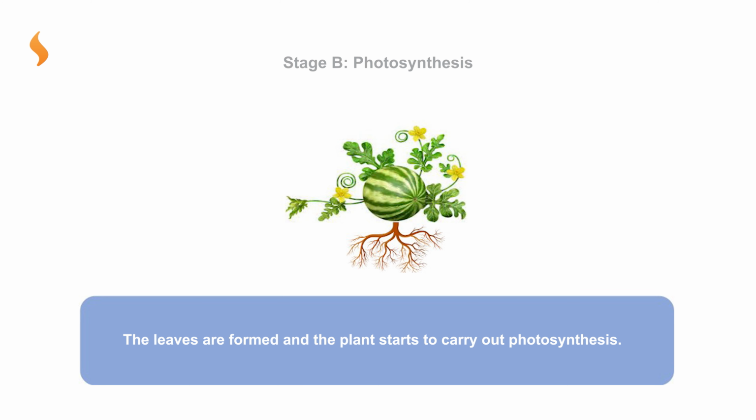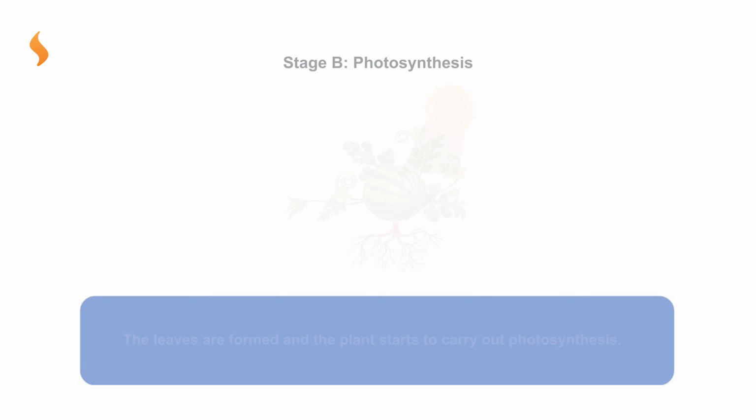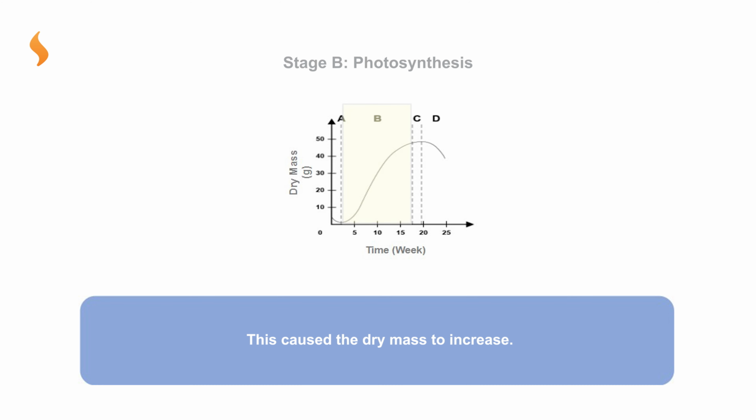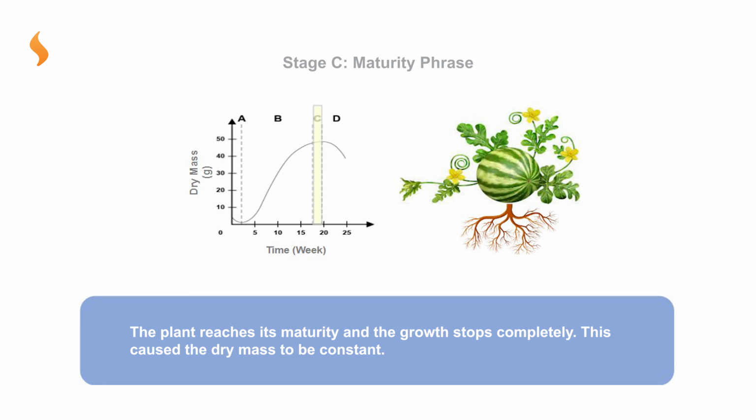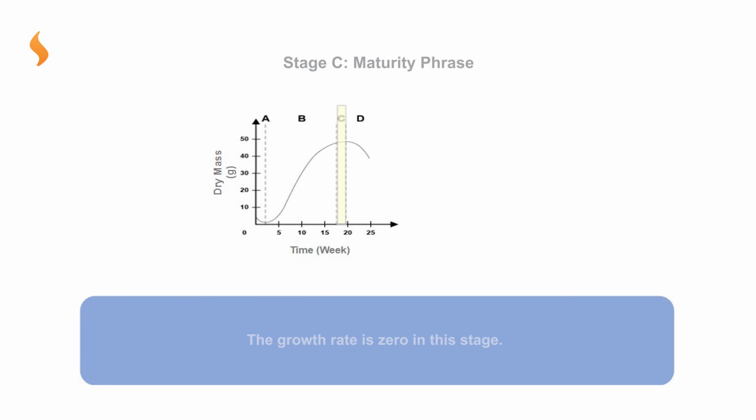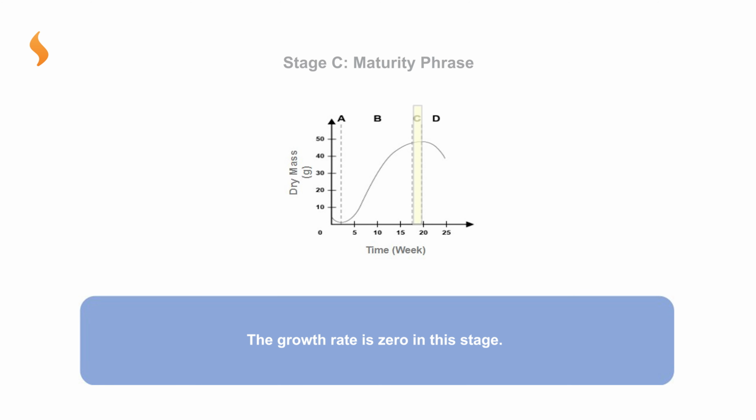Stage B is photosynthesis. The leaves are formed, and the plant starts to carry out photosynthesis. This causes the dry mass to increase. The growth rate is rapid in this stage. Stage C is maturity. The plant reaches its maturity, and the growth stops completely. This causes the dry mass to be constant. The growth rate is 0 in this stage.